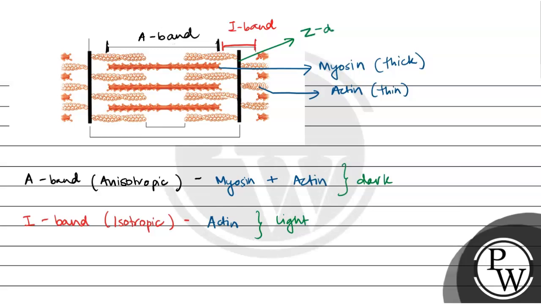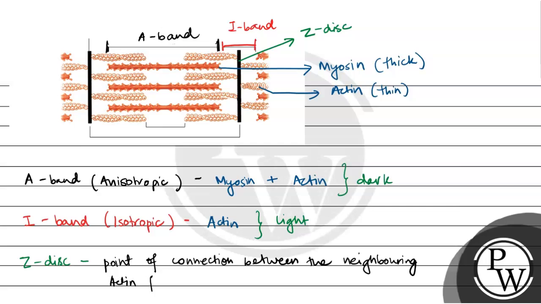Right here is called the Z disc. जो Z disc होता है, it is basically the point of connection between the neighboring actin filaments and जो Z disc होता है it basically transverses the I band because ये I band के बीच में present होता है.